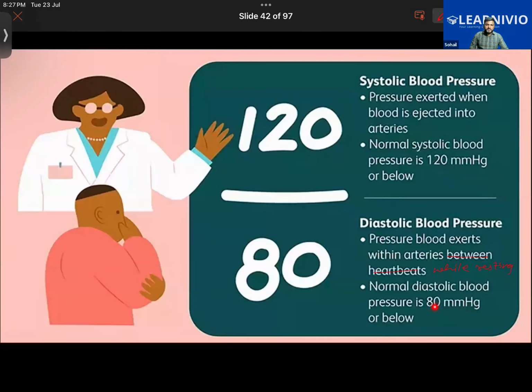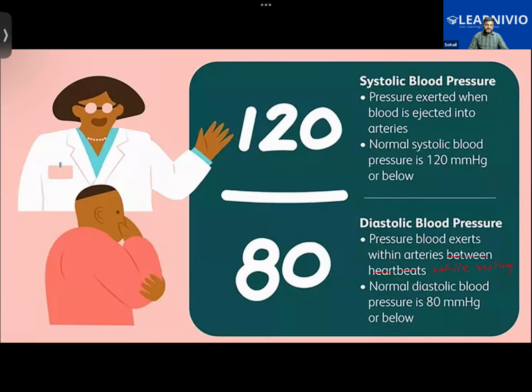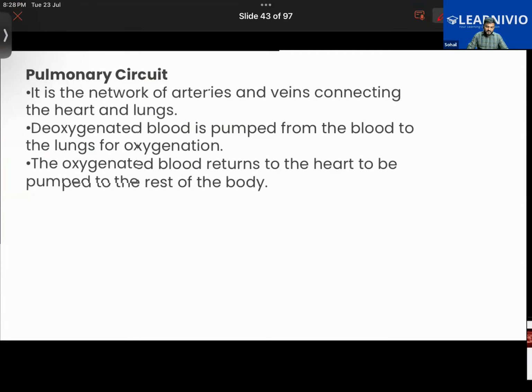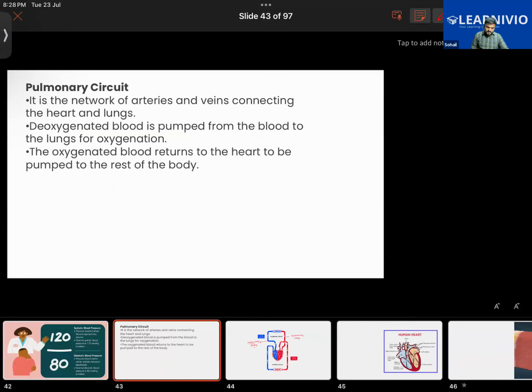So if a person has a blood pressure of 120 systolic and 80 diastolic, thereby his blood pressure is normal, right? If it increases above 120 or 80, thereby he has high blood pressure. If it is below it, thereby he has low blood pressure. Hope you guys have understood this concept.